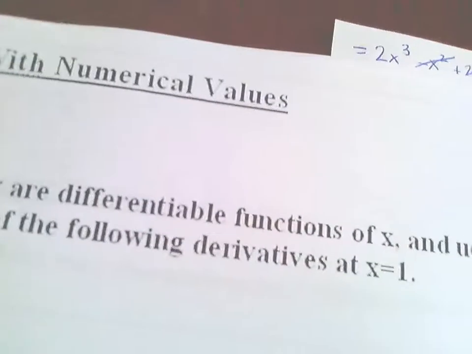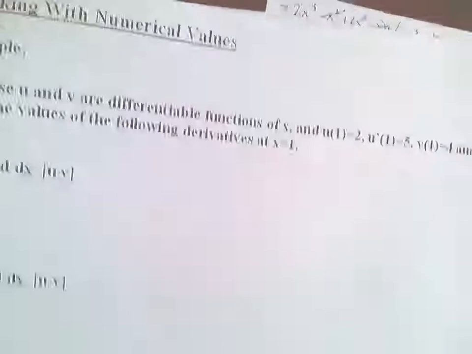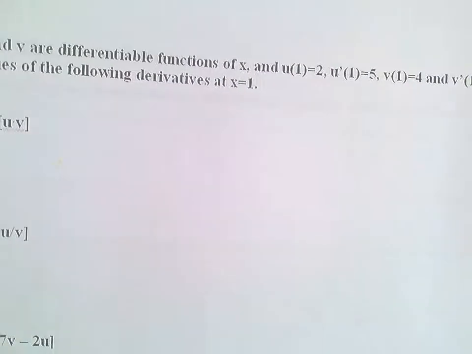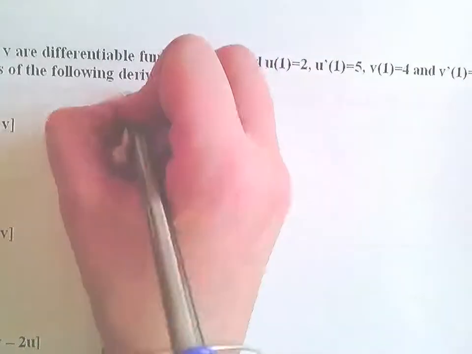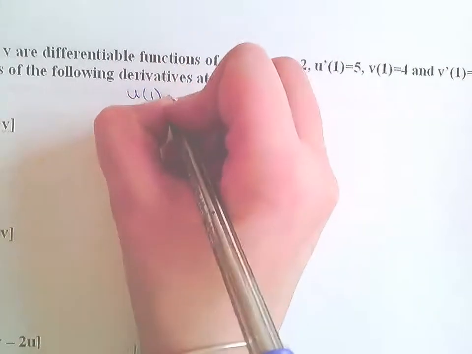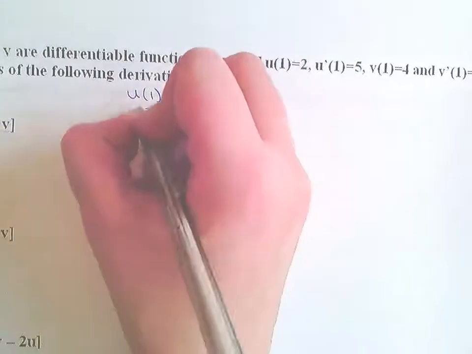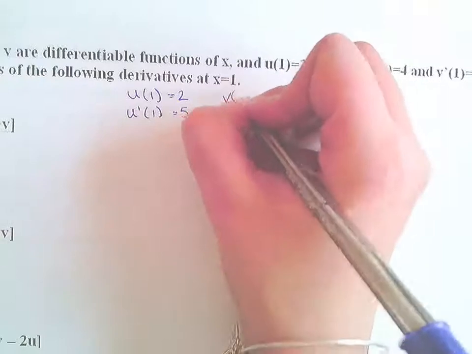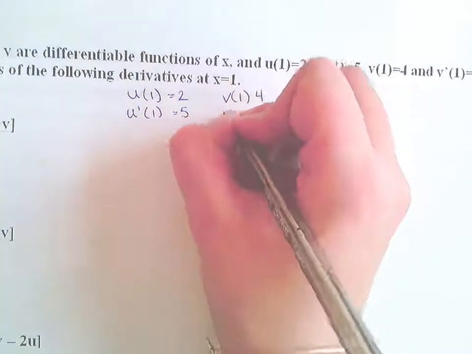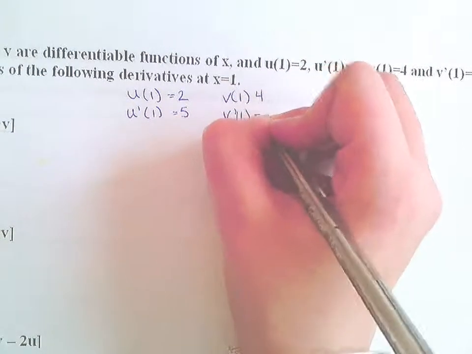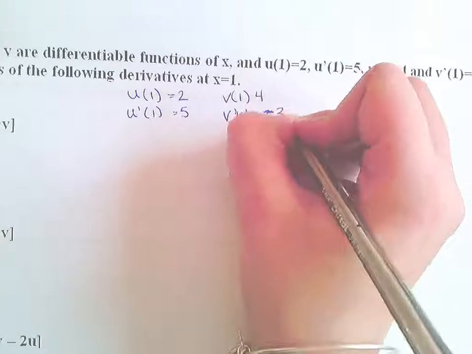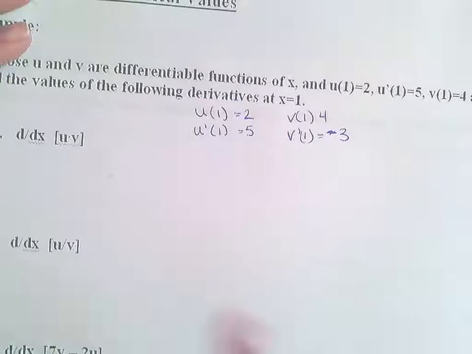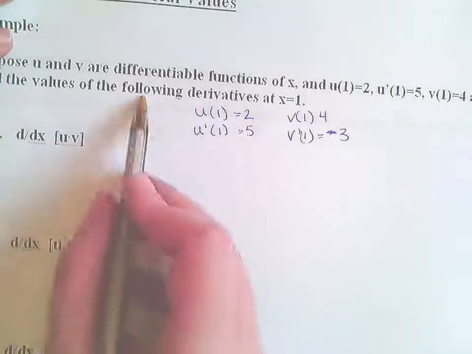Next, suppose u and v are differentiable functions of x, and they tell you that u of 1 is 2, and its derivative at 1 is 5. And then they tell you that v of 1 is 4, and its derivative at 1 is negative 3. Okay? And now you want to find the values of the following derivatives.